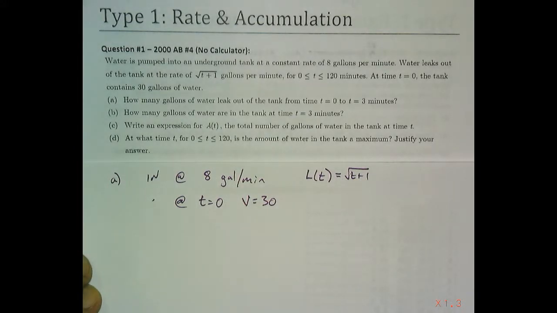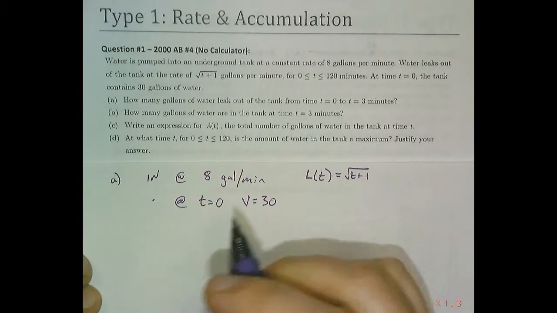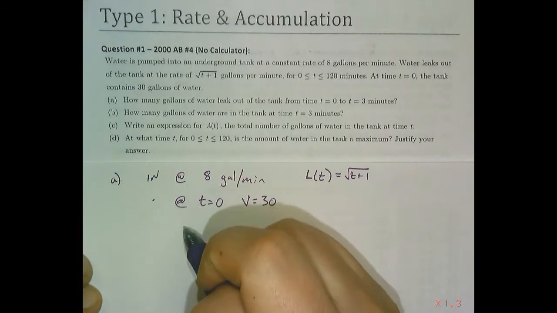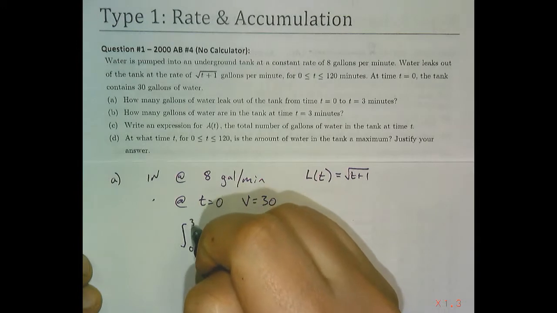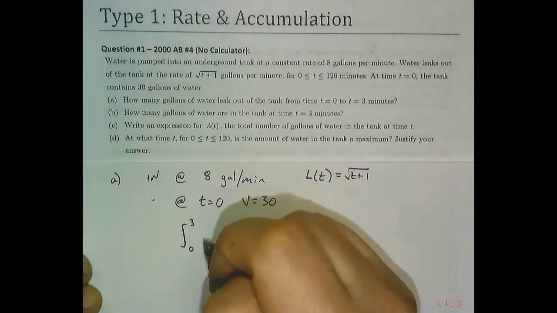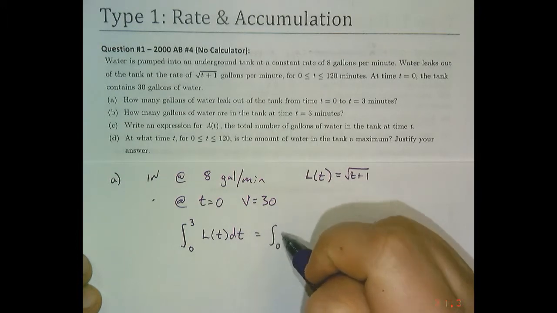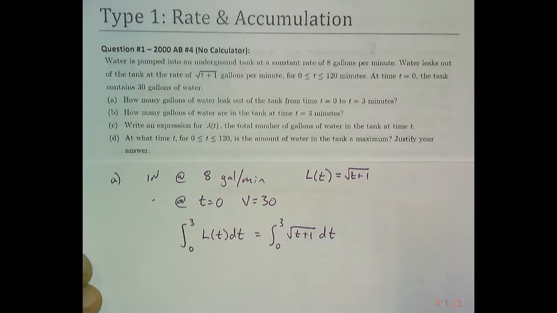Okay. Part A. How many gallons of water leak out of the tank from time 0 to 3? So part A is looking at the accumulation of the thing that is leaking. So we are going to build our accumulator function from time 0 to time 3 minutes of L of t. Or if we were to write this using the actual function, because we will need to, it would look like that.